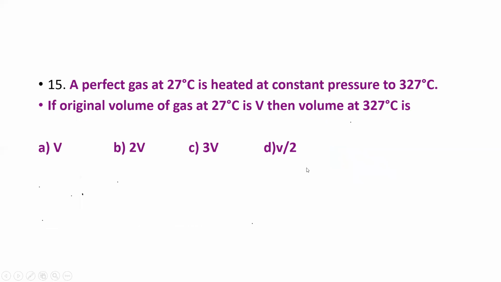Okay. Next question. A perfect gas at 27 degrees Celsius is heated at constant pressure to 327 degrees Celsius. If the original volume of the gas at 27 degrees Celsius is V, then the volume at 327 degrees Celsius is?